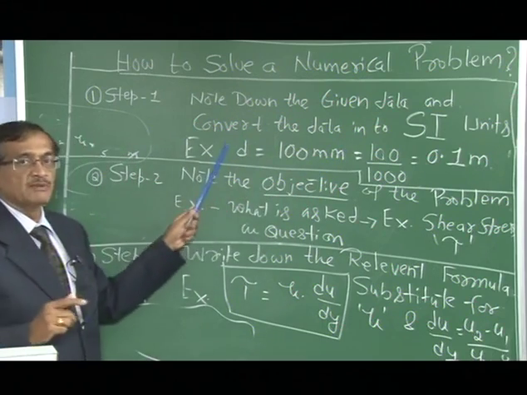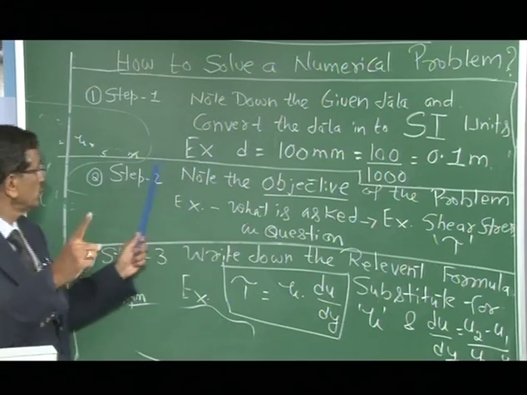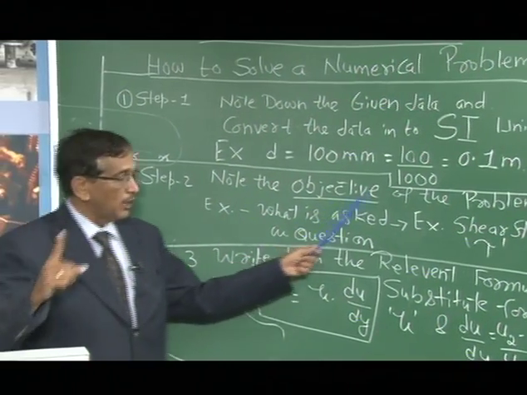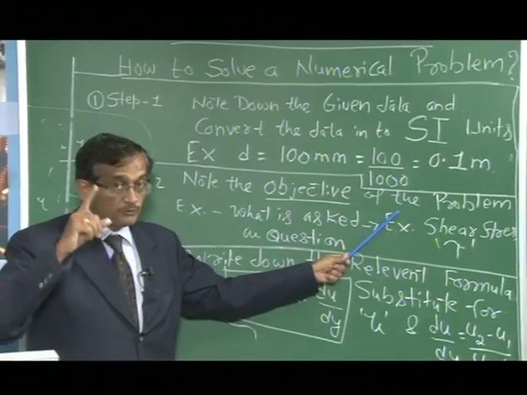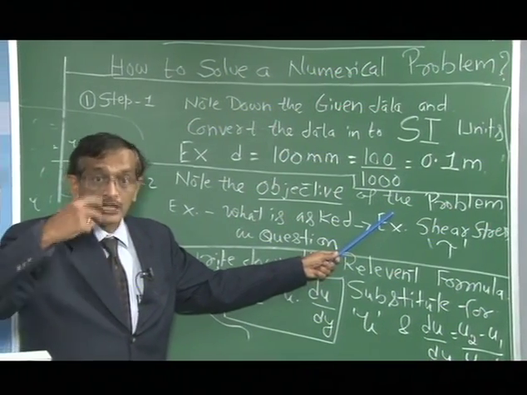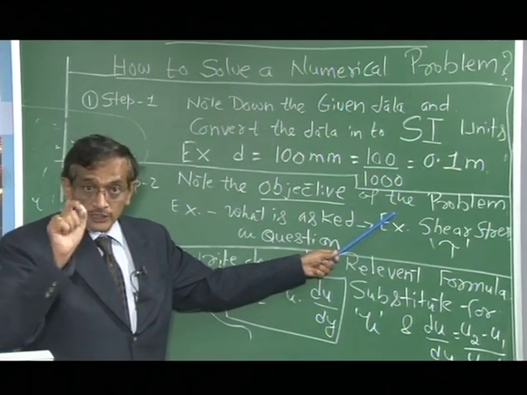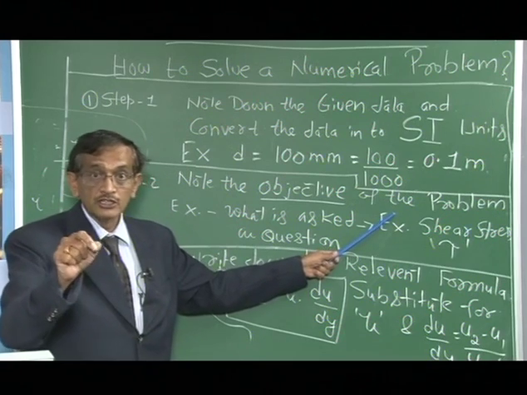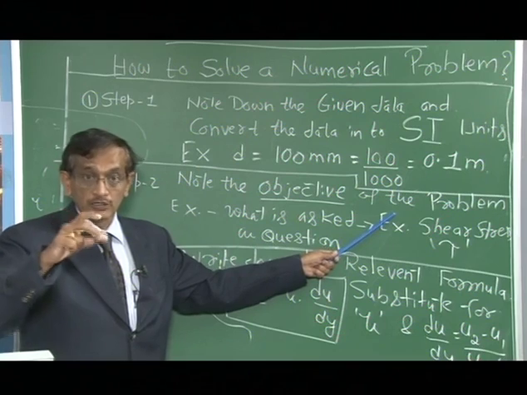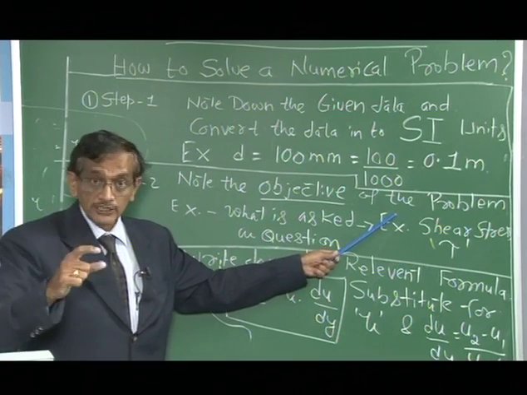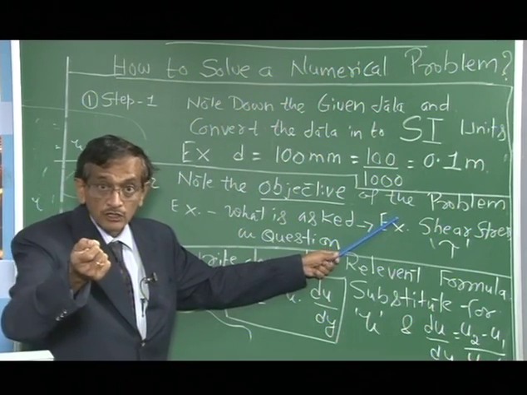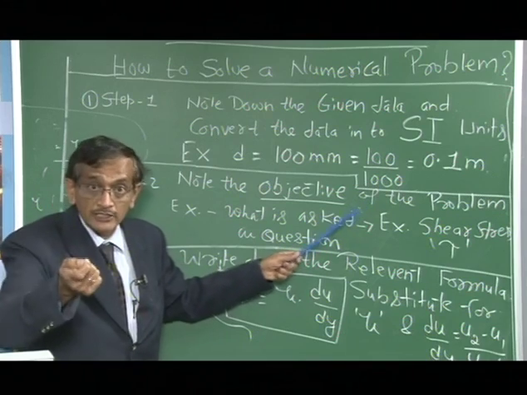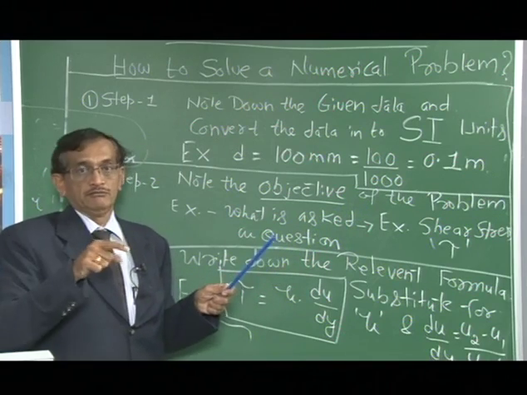Let us go to step number 2, which is very important. Step number 2: note the objective of the problem. What is the meaning of that? What is he asking in the question? What is he expecting? Whether he is asking you to find efficiency, hydraulic jump, diameter, or to calculate friction factor, what is the question objective?